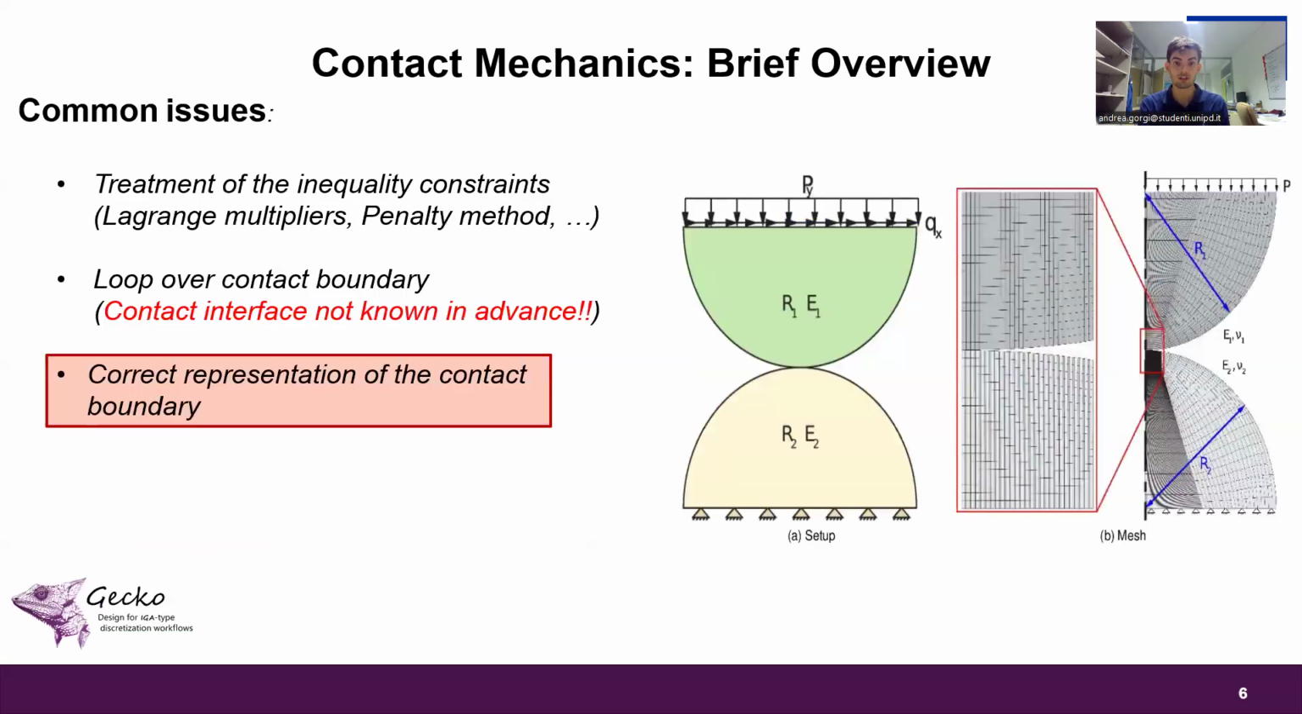The most common issues in the context of computational contact mechanics are the treatment of these inequality constraints, which is generally done by Lagrange multipliers and penalty methods, the loop over the contact boundary to compute the correct contact interface, which is not known a priori, and the correct representation of the contact boundary. This last point in particular is fundamental to obtain feasible results and compute the exact contact interface, and you can see how much you would have to refine the mesh, in the case of the finite element method with two circular objects, to correctly capture the complexity of the geometry and compute feasible results.